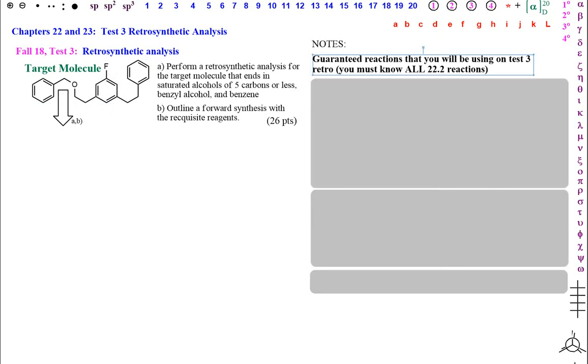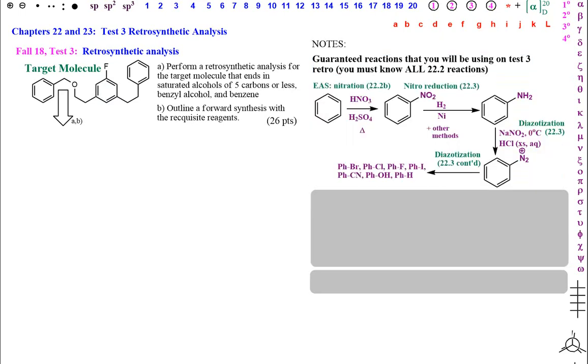Over here, I can guarantee that you will need these reactions on your test. You're going to need to know the nitration of benzene. You're going to do that several times on the test. Nitric acid, sulfuric acid, and heat will put a nitro group on benzene. You are responsible for knowing many ways of reducing nitros to amines. This is one of them. If you want to see the other ones, go to section 22.3 of your book.